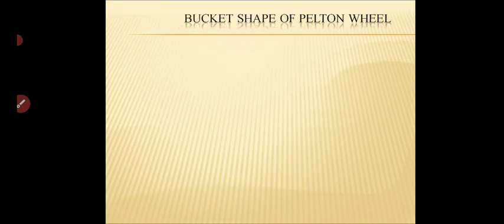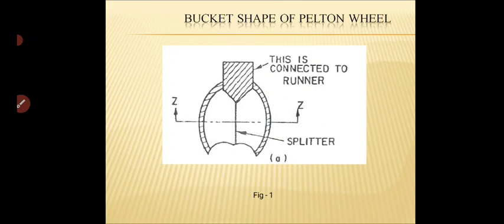Okay, now the bucket shape of the Pelton wheel. The bucket observed in the figure is double hemispherical in shape. The double hemispherical shape is divided by a line. The line is known as the splitter, and here it is connected to the runner. The double hemispherical shape is to receive the force from the jet of water which impinges from the nozzle.